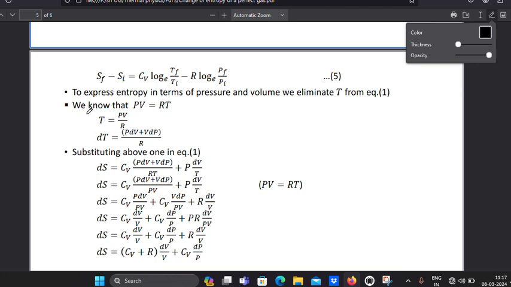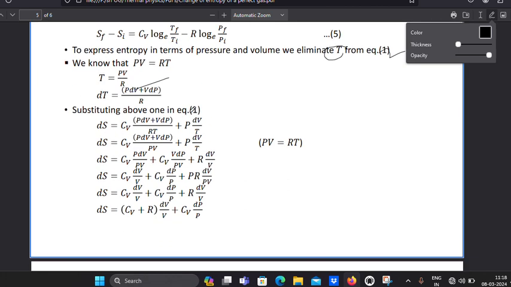Next, the final one, to express the entropy in terms of pressure and volume, what do we have to do? We have to eliminate T from which equation? From the second equation, not the first equation. So we know that PV = RT, and from this T = PV by R. Differentiating, so differentiate it to get dT, and it is the UV method, the same thing. R no need to differentiate, because it is constant.